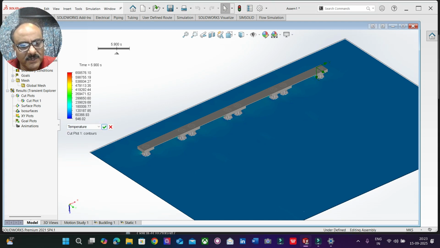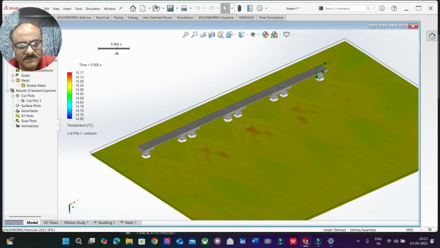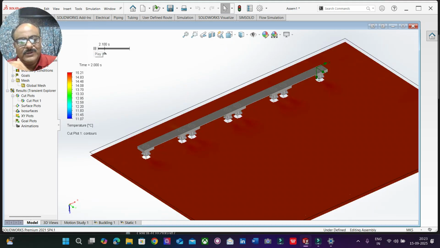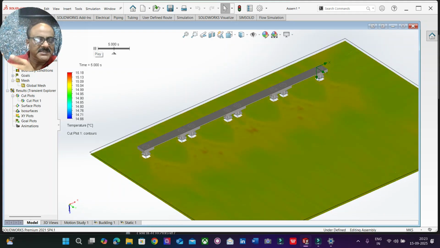Now let's try to find out the temperature. We can find that the temperature variation is between 14.65 and 15.17, which means there is a very small, negligible change in temperature also. And all these things are happening in how many seconds? About 10 seconds. Okay, so it is not usually 10 seconds.